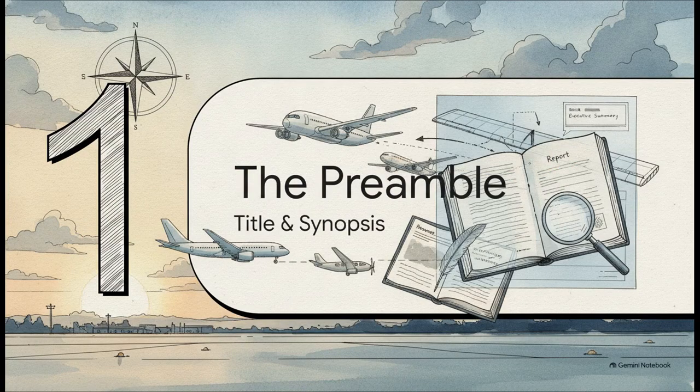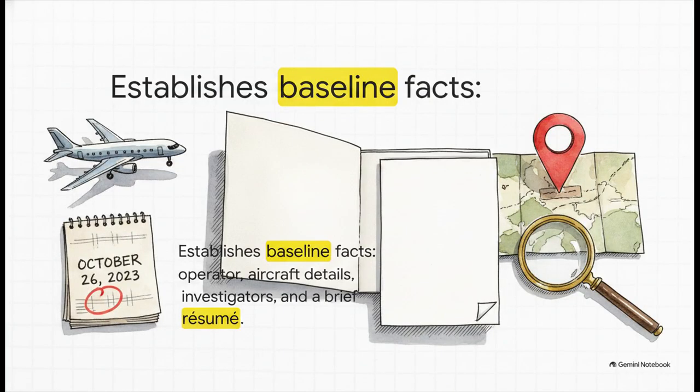But actually, right before we hit pillar number 1, we need to talk about the preamble, the title and the synopsis. Think of this as the executive summary. It establishes the absolute baseline facts before we dive into the deep evidence. The title leaves literally zero room for ambiguity. It has to identify the operator, the manufacturer, the model, the nationality and registration marks of the aircraft, along with the precise place and date of the event.